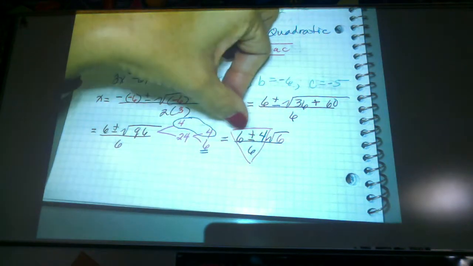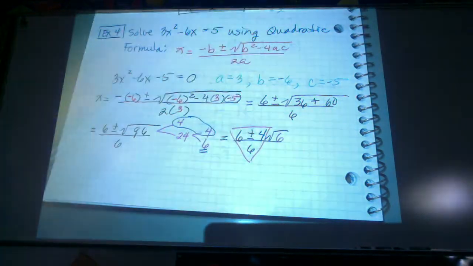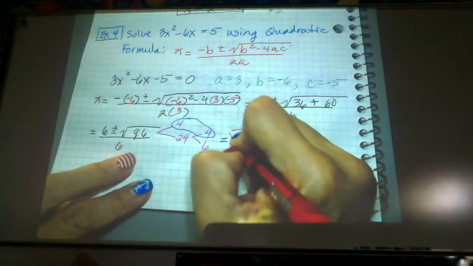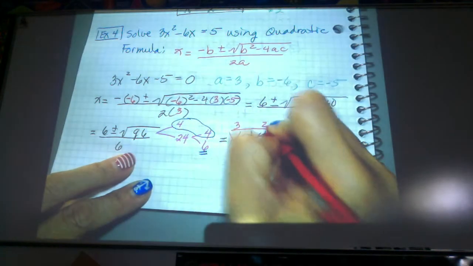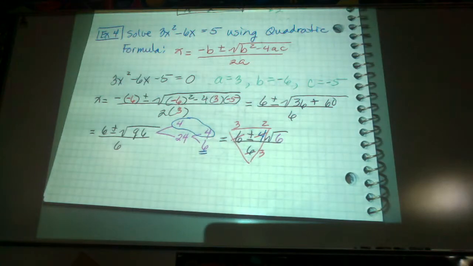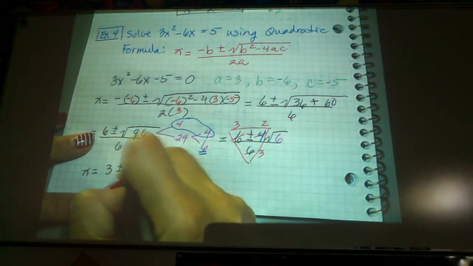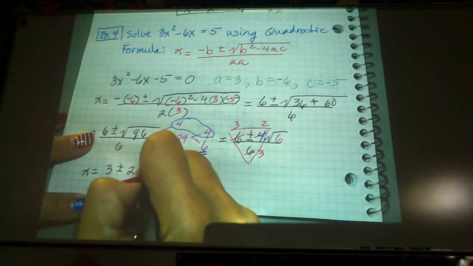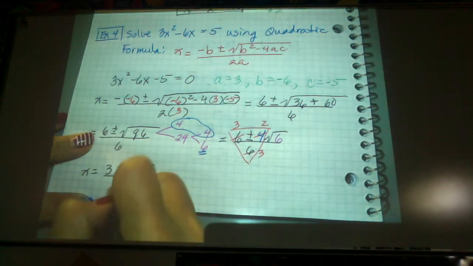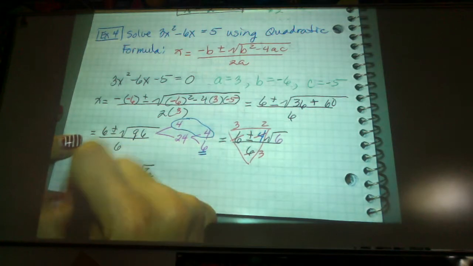So now look at all 3 numbers. What do they all have in common? A 2. So 2 goes in here 3 times, in here twice, and in here 3 times. So your actual final answer: x equals 3 plus or minus 2 square root of 6, all over 3. I will accept this as an answer.